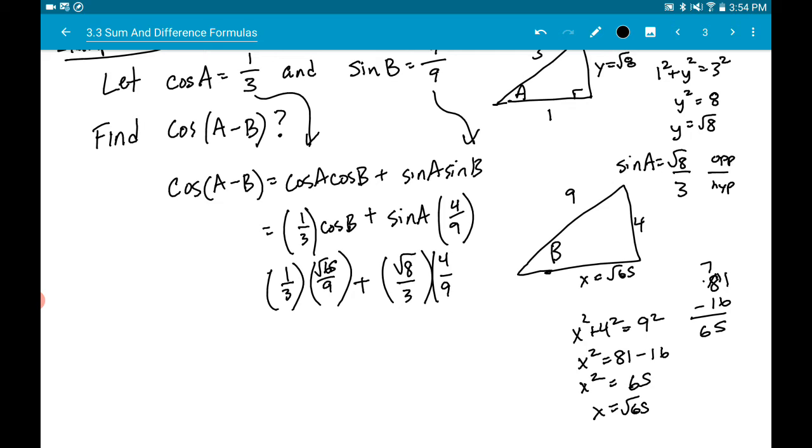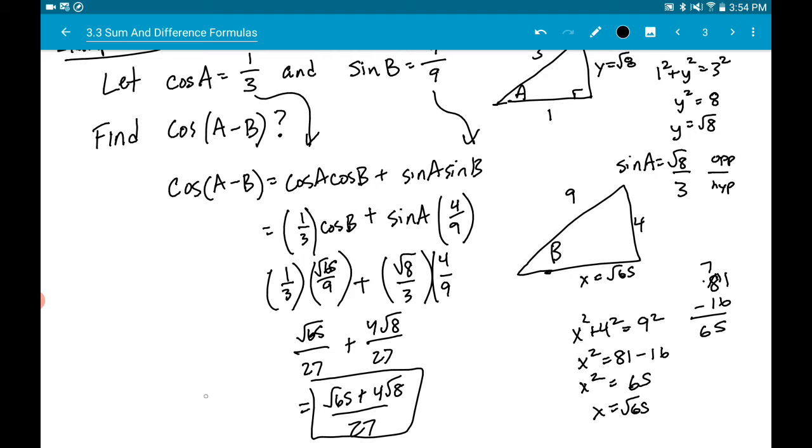So if I multiply straight across, I'm going to have square root of 65 over 27 plus 4 rad 8 over 27. And we'll just leave it unsimplified for now, but when I combine my terms, because they have a common denominator, that would be our cosine of A minus B.